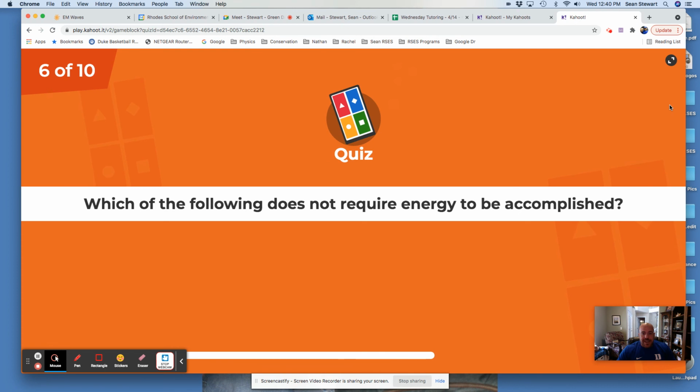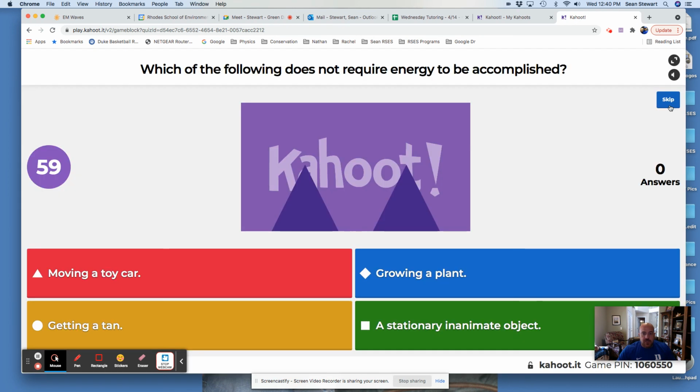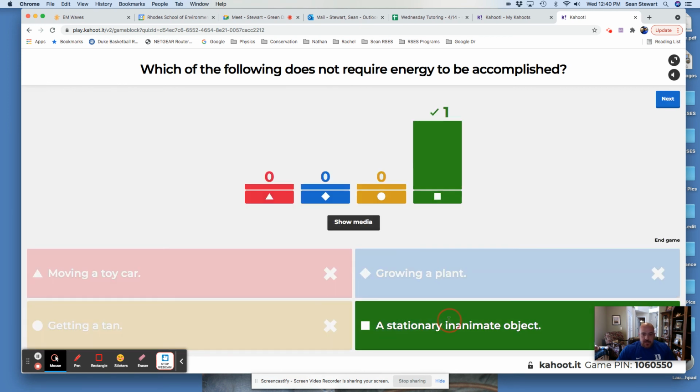Which of these would not require energy? Make sure you read these carefully because it says does not. Go ahead, press pause until you think you know the answer. All right, red says moving. Well, we know moving needs energy. Growing is a change, so that's not going to need it. Getting a tan is a change. And if you don't know what green means, a stationary inanimate object means something just sitting like on a desk. It's not moving and it's not alive. So my pen that's on my desk right now, it does not need energy to just sit there and never move.